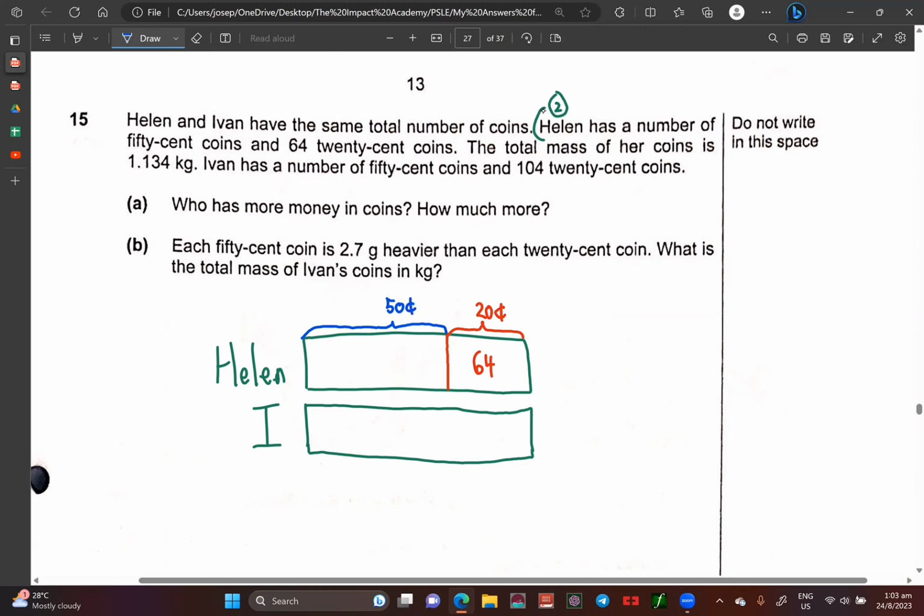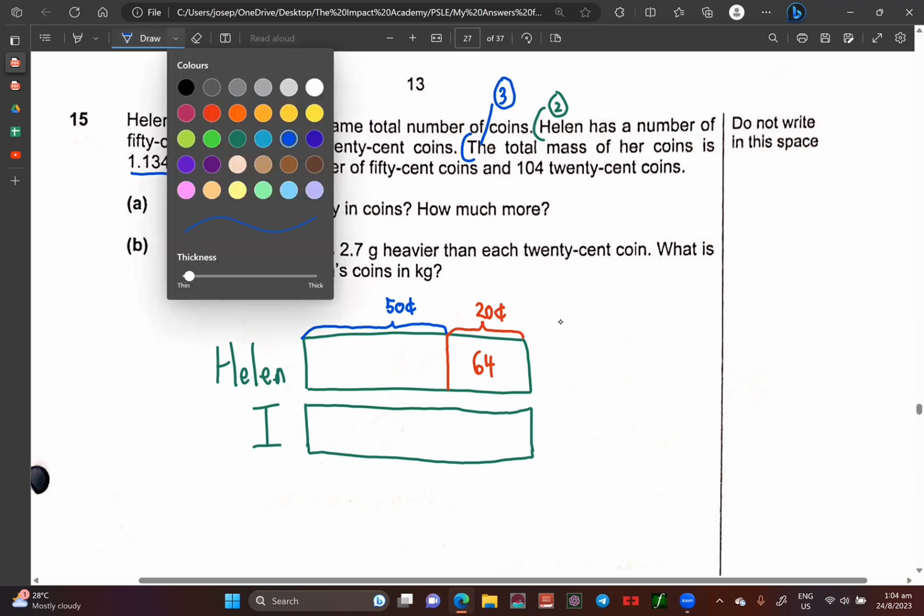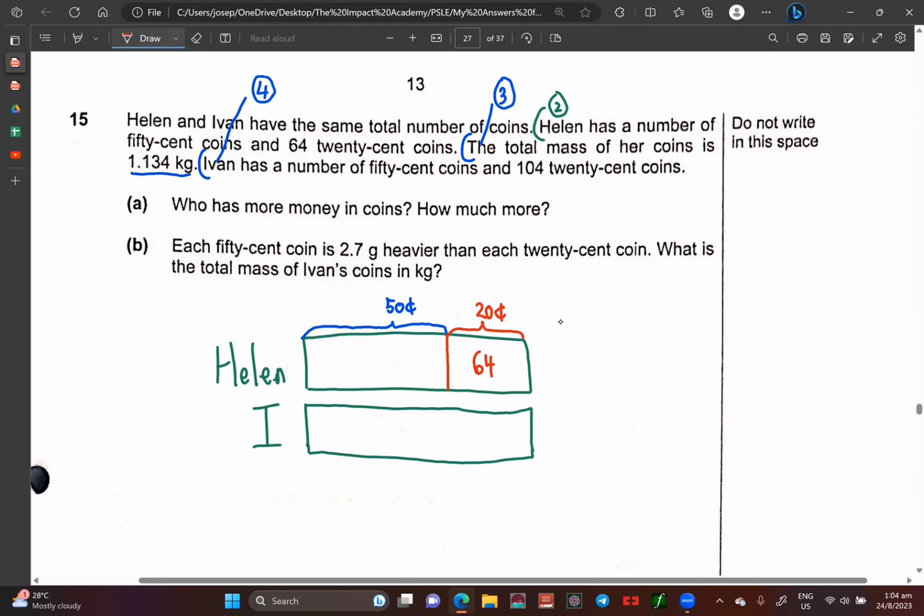Then we move on to sentence number 3. It says that the total mass of the coins is 1.134 kg. So all of these add up together to 1.134. Nothing much to write for now. We go on to sentence number 4. It says that Ivan has a number of 50-cent coins and 104 20-cent coins.